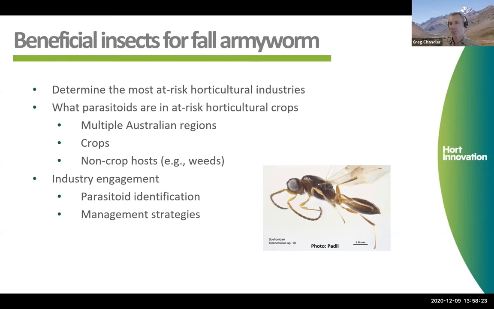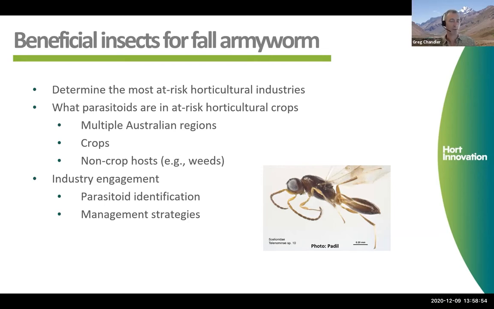But a lot of the work to date has been done in grains areas. So this project is aiming to go into horticultural areas. Is there a different suite of beneficial insects present in horticultural areas compared to grains areas? Or are they the same? What about the weed flora that grows around or within some of the horticultural areas? Does that harbour a different suite of beneficial insects compared to what might be near grains areas? So there's certainly some important things we need to look at there.